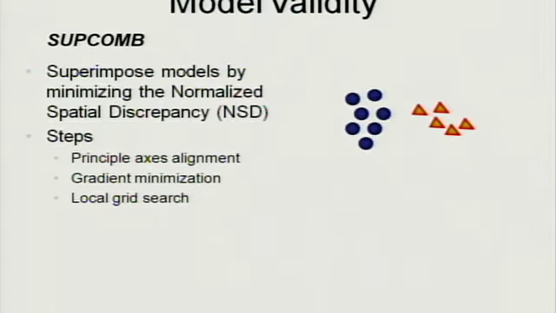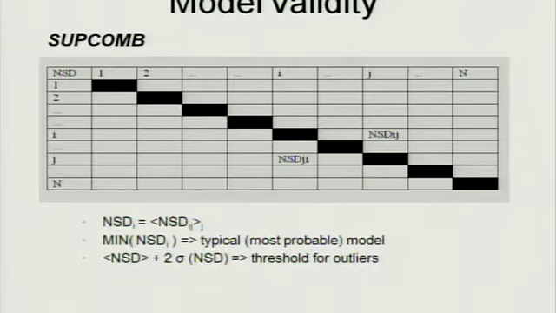We can do that with a program called Subcomp, which superimposes models, minimizing the so-called normalized spatial discrepancy, or NSD. So basically, it first superimposes or shifts 2 models together, and then tries to rotate one model against the other in a way that they overlap best. And then it is possible to compute this spatial discrepancy that would show how far one model is from another.